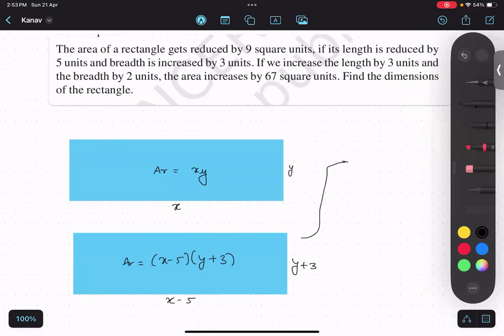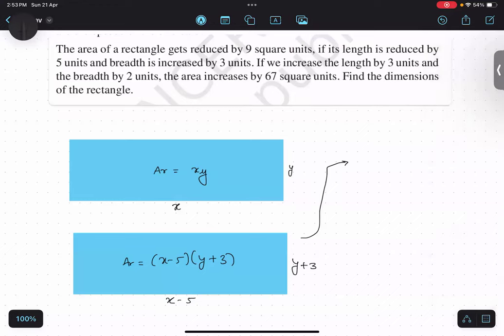Yes. So the question is saying the area gets reduced by 9 units. The original area gets reduced by 9 units. Therefore, X minus 5 multiplied by Y plus 3 equals to what? What was the original area? XY minus 9. Is this thing clear? Yes.